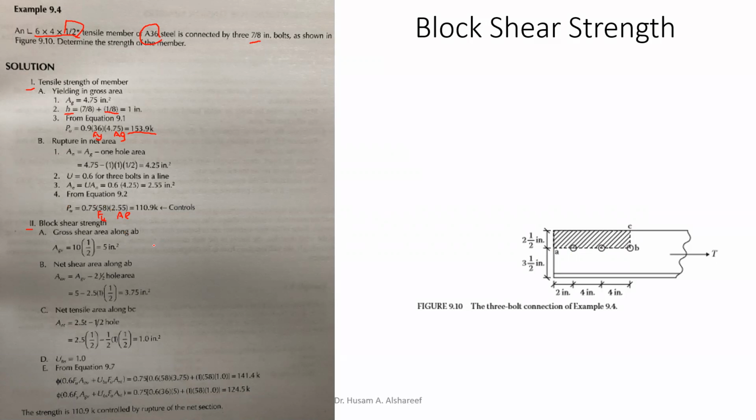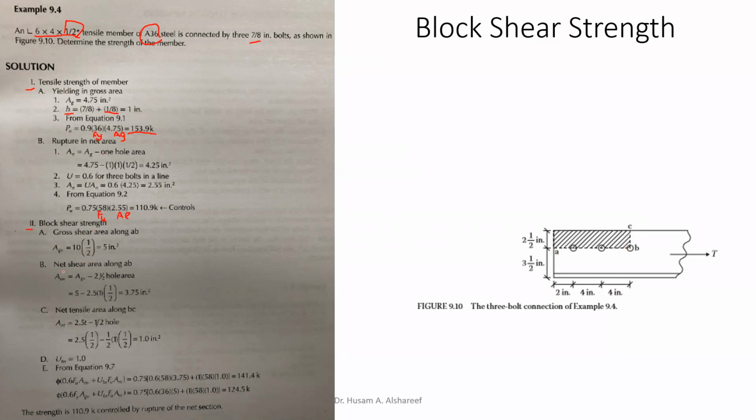Now for the block shear, we have the AGV, which stands for the gross area along the shear surface. This is the gross area along the shear surface, which means here along this line AB. So we have 10, that's the distance from here to here, 10 times 0.5, which is the thickness of the plate. And the shear surface gives me 5 inch squared.